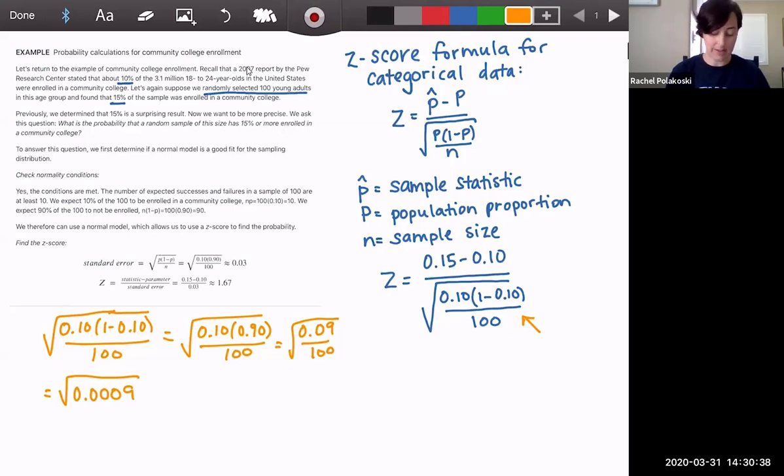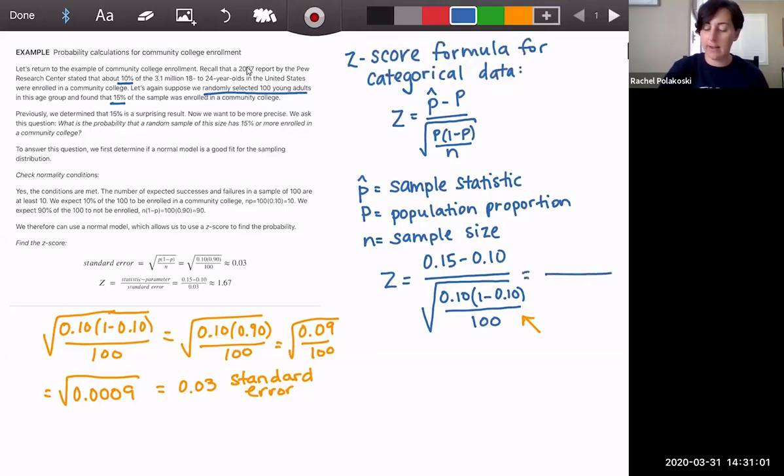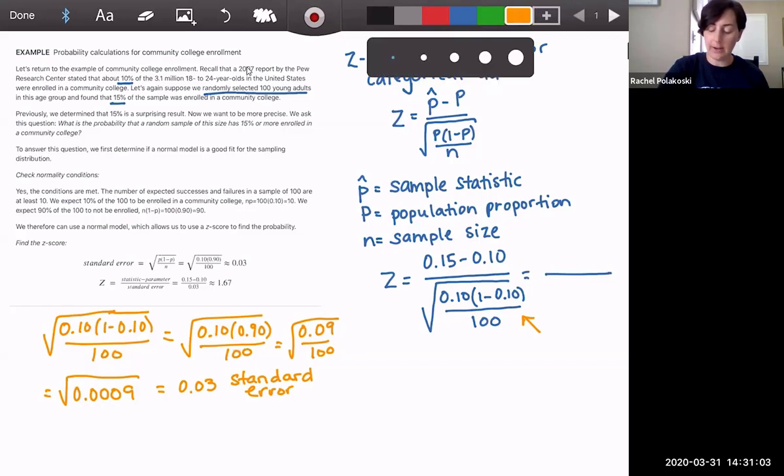So when we square root this number, we end up with our final answer for the denominator, which is 0.03. That is our standard error. And that is the number that we're going to put in the denominator of our z-score. So if I'm rewriting this, my new denominator now, keeping track of things, is 0.03.